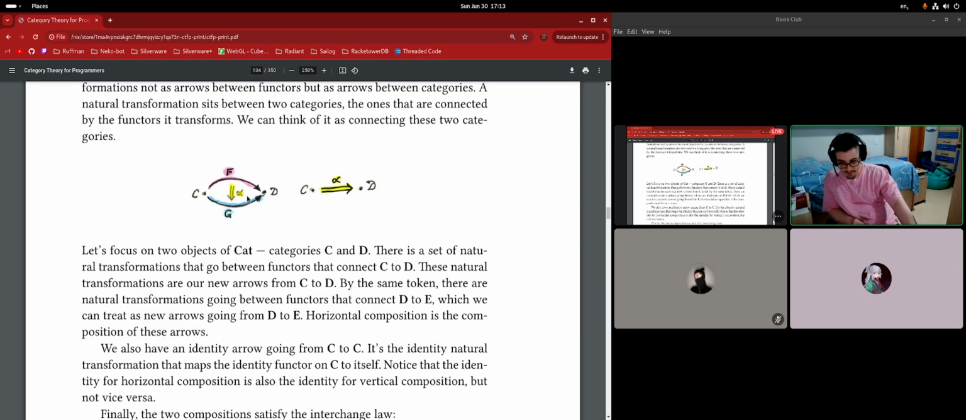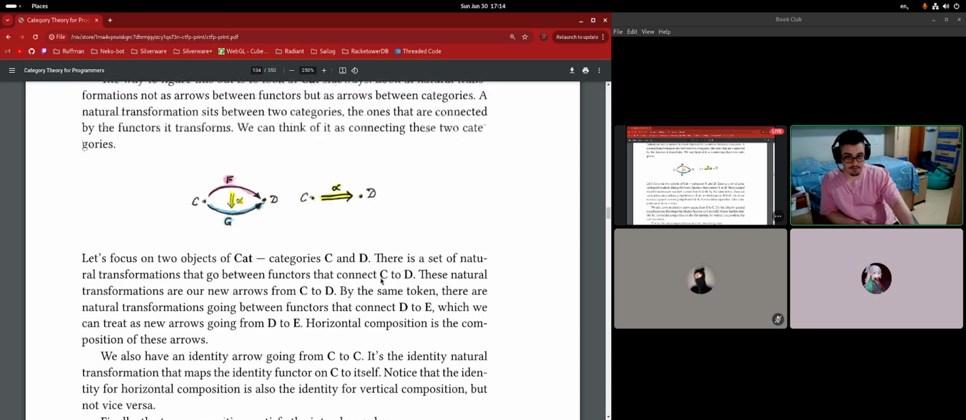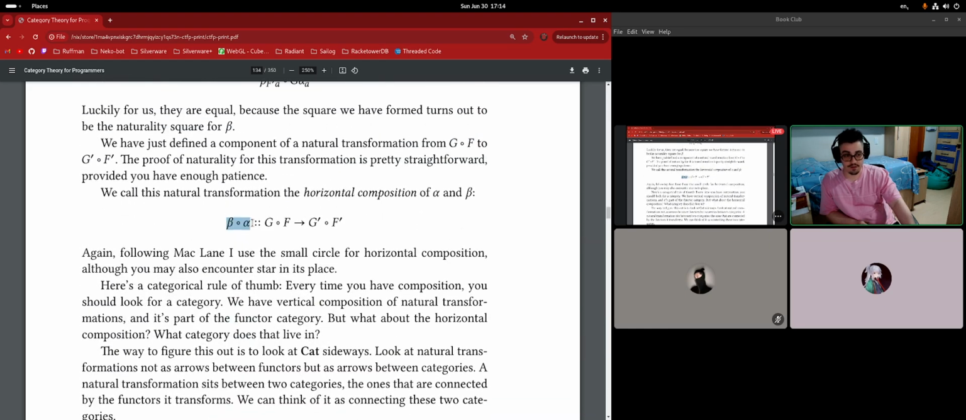These natural transformations are new arrows from C to D, which again is this image that I don't really agree with. By the same token, there are natural transformations going between functors that connect D to E, which we can treat as new arrows going from D to E as well. So basically there is an imaginary E here with, I don't know, beta, and the horizontal composition is the composition of those ones, so composing alpha and beta, which is exactly what we are interested in.